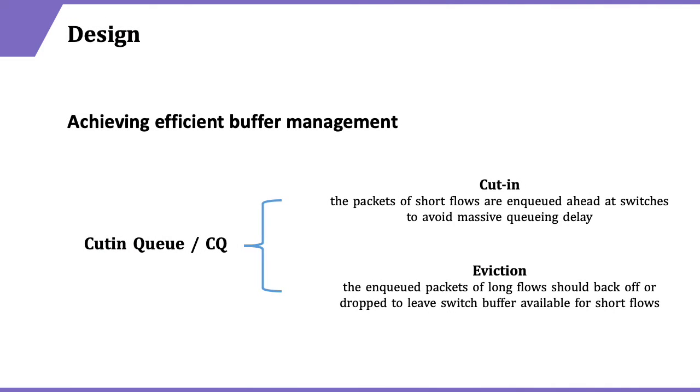When the on-period starts, two actions should be performed. Cut in: the packets of short flows are enqueued ahead and switched to avoid massive queuing delay. Injection: the enqueued packets of long flows should back off to leave switch buffer available for short flows.